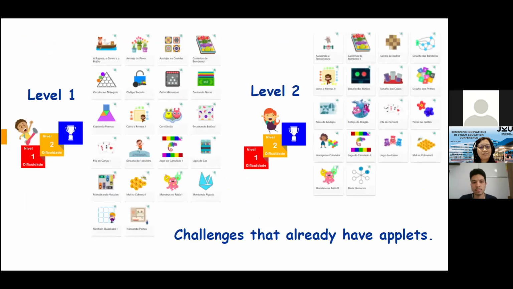So we divide these challenges on our website into 2 levels. Level 1 for the easiest challenges and level 2 for the hardest ones. Here we show 2 easy challenges, but these challenges have a harder version too. Colors and shapes has a version with 4 colors and 4 shapes, and honey in the hive has another version with a bigger hive. We already have 50 of these applets in our GeoGebra profile.